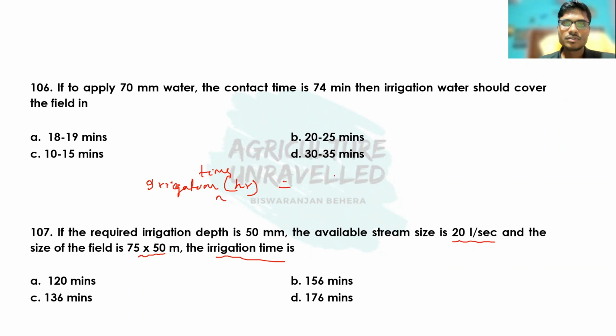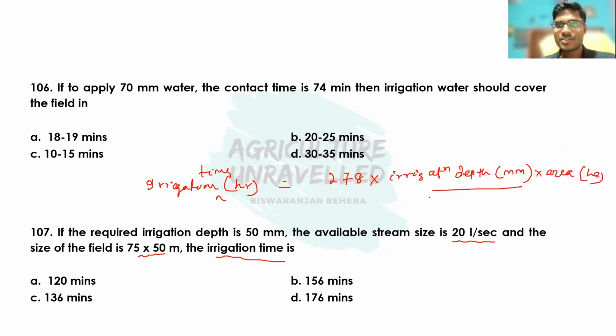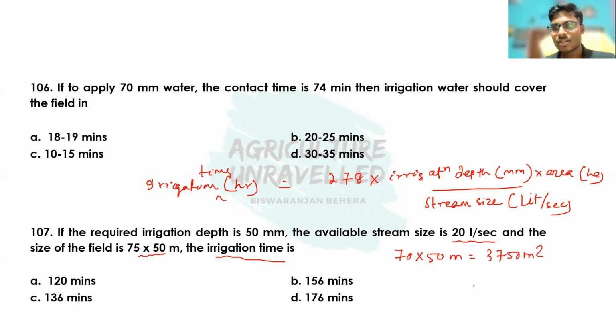it will be 2.78 into irrigation depth. Irrigation depth is in millimeter into area, that is in hectare, divided by stream size. Stream size is in liter per second. So all the units are same as here it is given, except the field size. So we have to convert the field size into hectare. That is 75 into 50 meters. That is 3750 meters square. So that is 0.375 hectare.